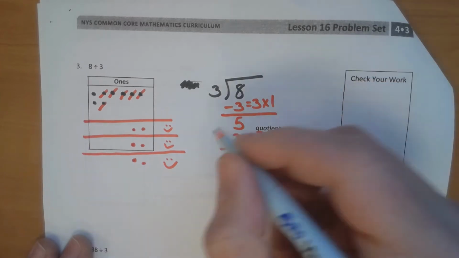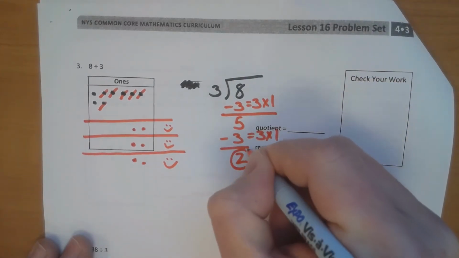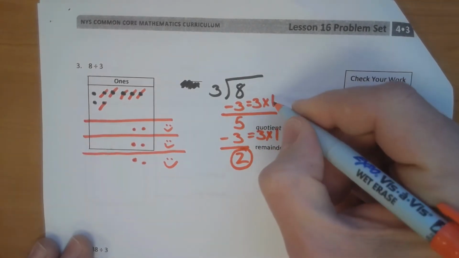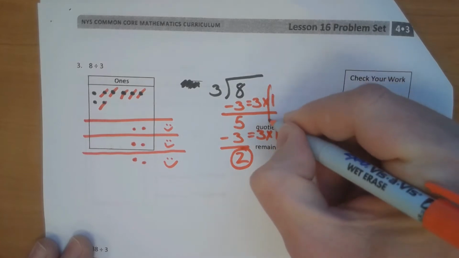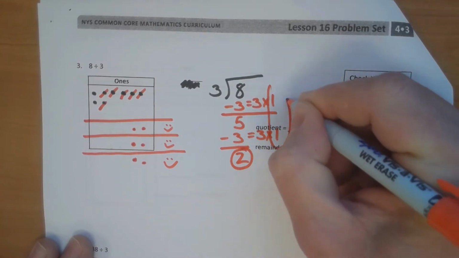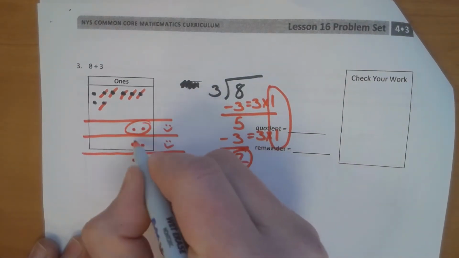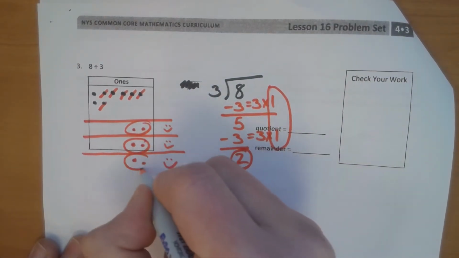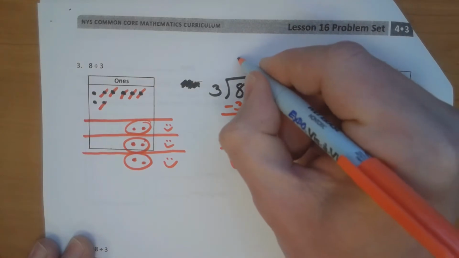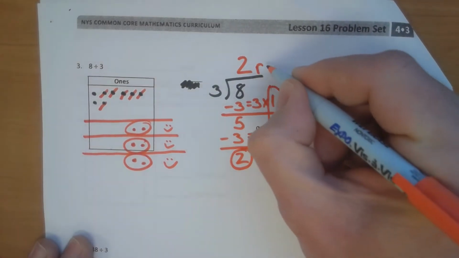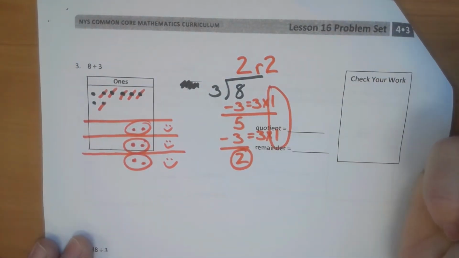I can't share those out. So that is my remainder. And my quotient is, I'm going to take a look at this. I gave away 1, and then I gave another 1 away each round. So that means I gave away 2 each time in that division. So my quotient is 2 with a remainder of 2.